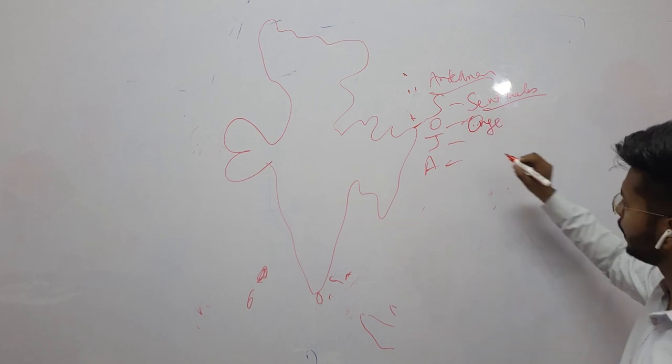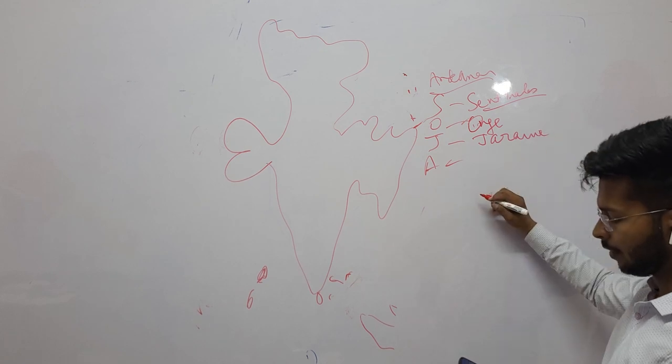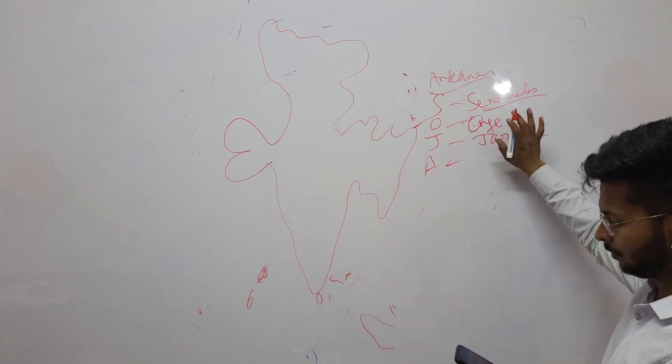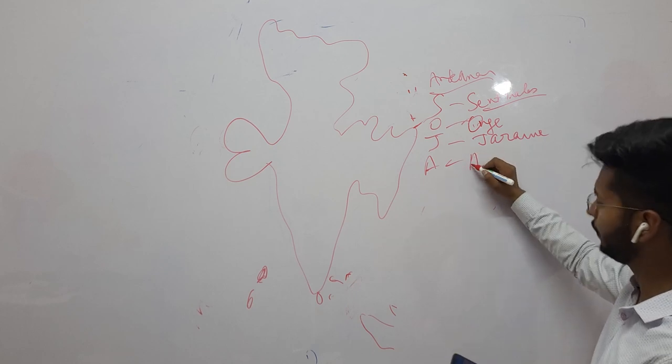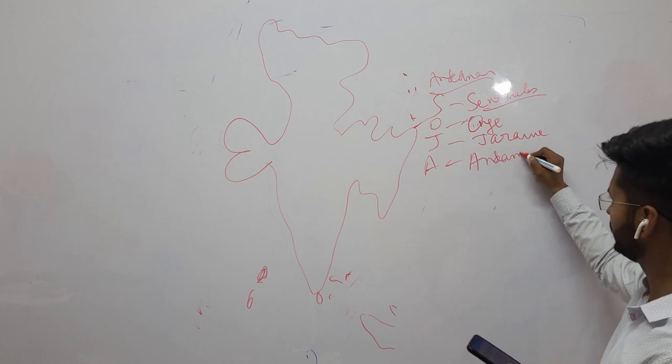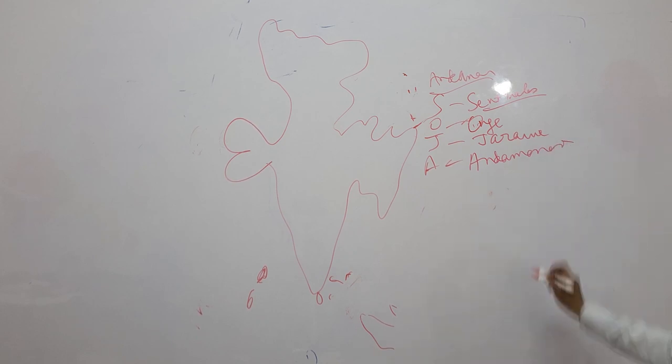Next one is Jarawa. Andamanis. Santalese, Onge, Jarawa. These four are Negrito tribes.